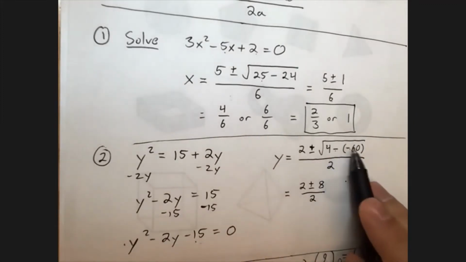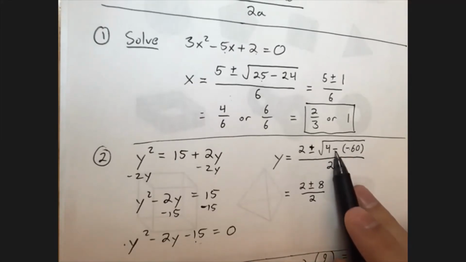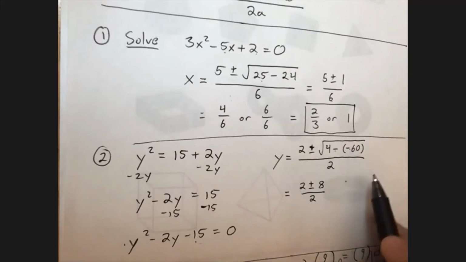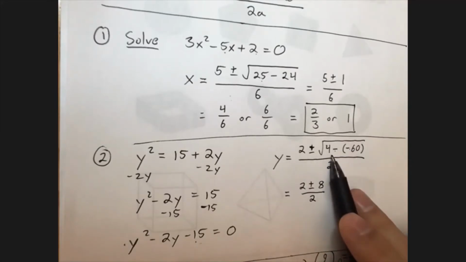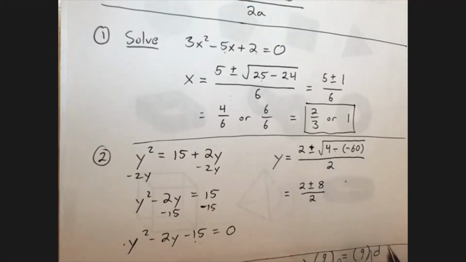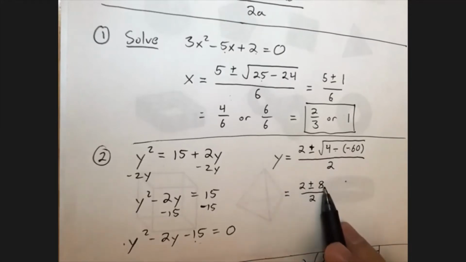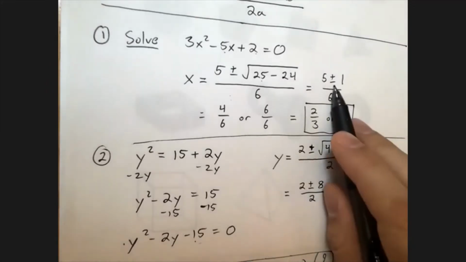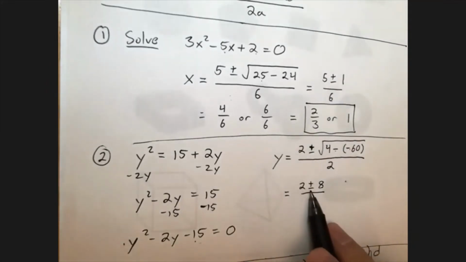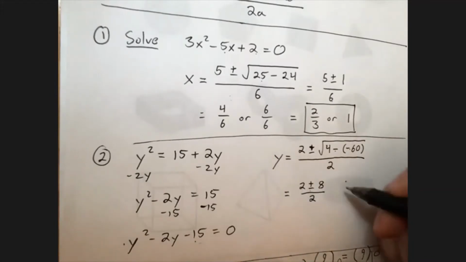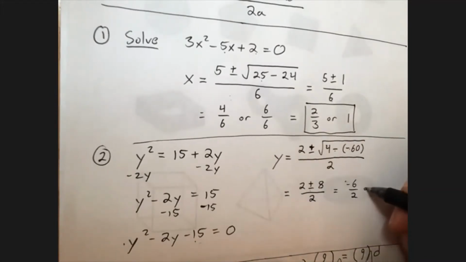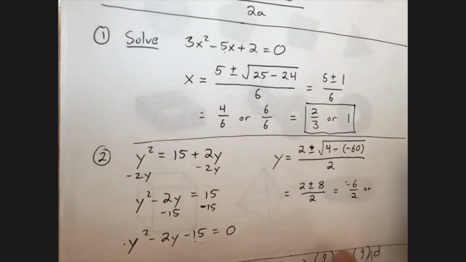Four minus -60 is 4 plus 60. And so remember, subtracting a number is the same thing as adding the opposite. So that gives 64, and the square root of 64 is 8. Okay? So when I add 8, I get, well, let's do the subtract. We did subtract first last time. Let's do that the same. If I subtract 8, I get -6 over 2. If I add 8, I get 10 over 2.